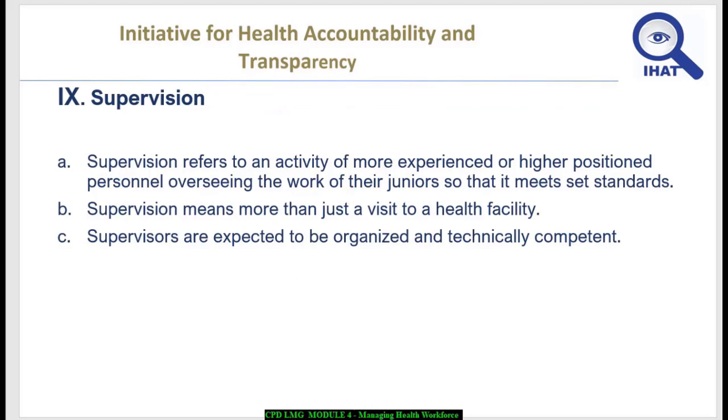Let's also look at the issue of supervision. Supervision means more than just a visit to a health facility or a provider. Supervision refers to an activity of more experienced or higher positioned personnel overseeing the work of their juniors so that it meets set standards and expectations. Supervisors are expected to be organized and also technically competent.